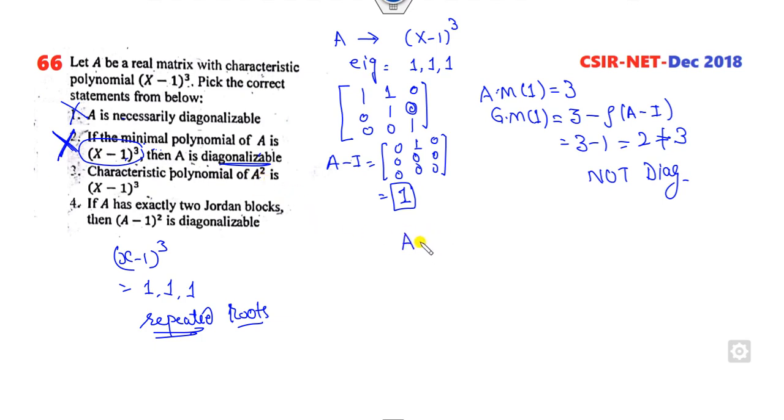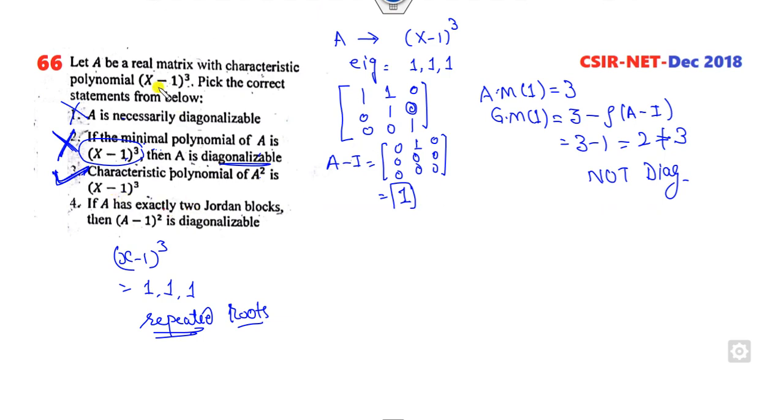Third option is A square. So eigenvalue of A is 1, 1, 1. What are the eigenvalues of A square? It is also 1, 1, 1. So the characteristic polynomial corresponding to this is x minus 1 cube, which is the right answer. Now we have to define the Jordan block. How can you write the Jordan block? I can simply write here.